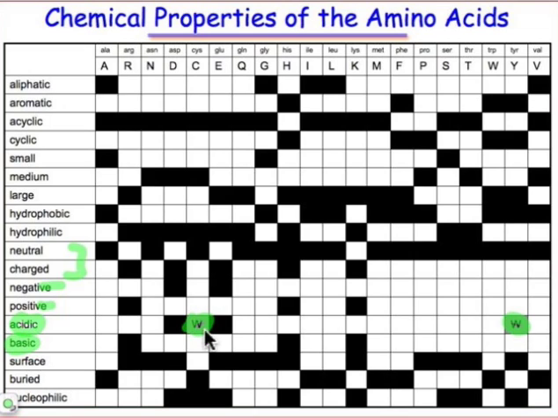The weak acids are the cysteine side chain, the thiol group. It has a pKa of about 8. The phenolic group of tyrosine has a pKa of about 10.